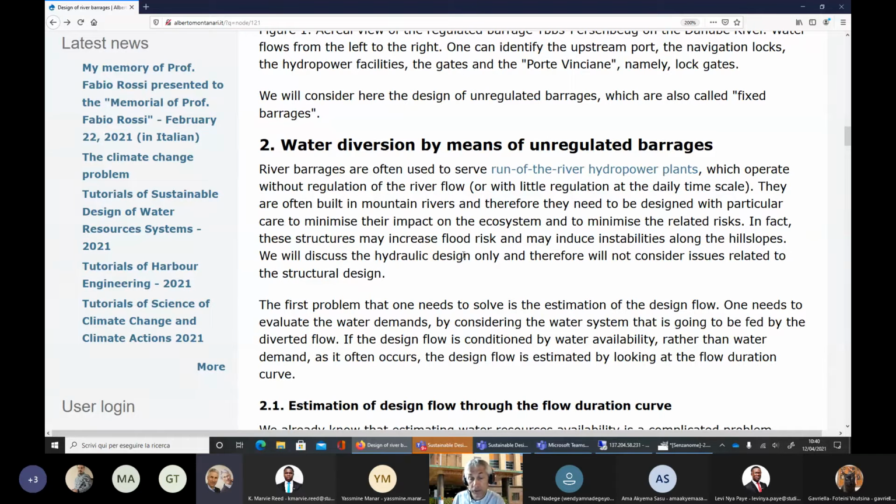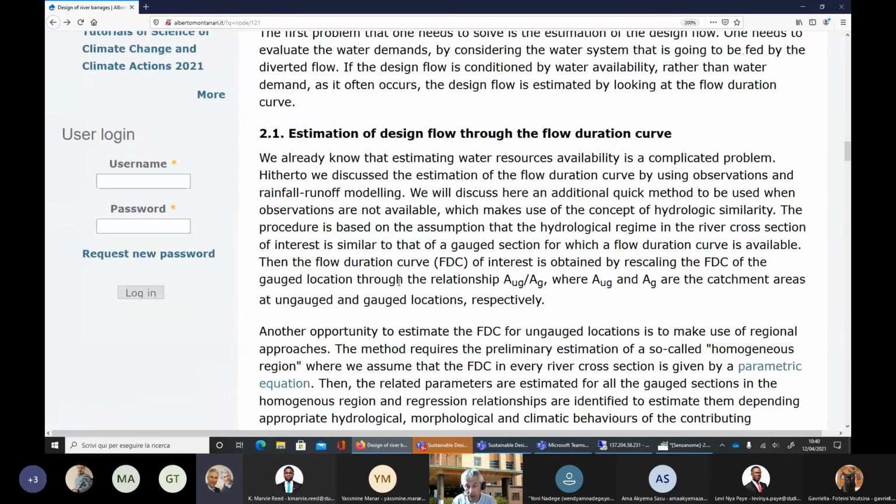Now, the first problem that one needs to solve when designing a river barrage is the estimation of the design flow. And we already know how to do this because it's related to the study of the flow duration curve. And we know how to operate when we have data available and how to operate when we don't have data.